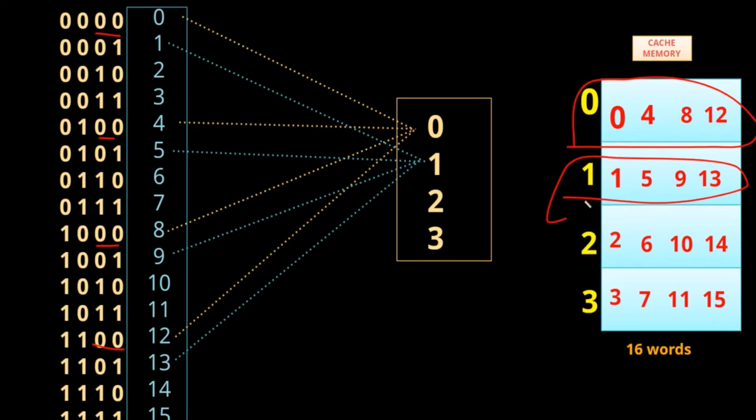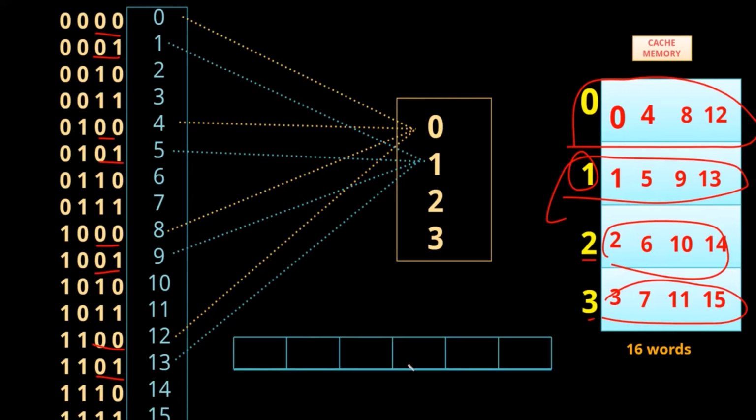If we take the blocks 1, 5, 9, 13, they can be accessed only through line number 1. If we check the last two digits of 1, 5, 9, 13, 1 is 0 1, 5 is 0 1, and 9 is also 1 0 0 1, and finally 13 is also ending with 0 1. The last two digits will be the same. The same is the case for line 2 and line 3. In these four blocks, the last two digits will be the same. That's the speciality of this round robin manner. Due to this round robin manner only, these last two digits will be the same.